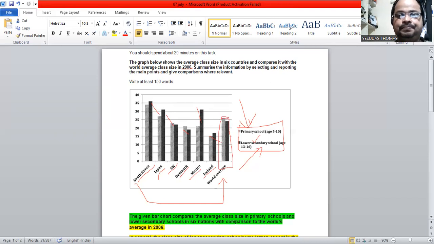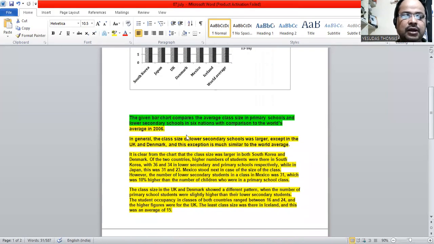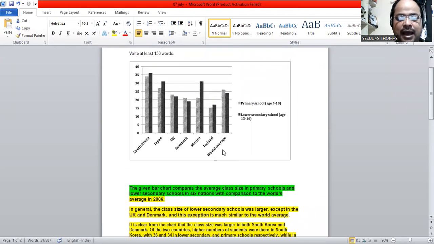So we have an answer here. Let's look at the answer. The given bar chart compares the average class size in primary schools and lower secondary schools in 6 nations with comparisons to the world's average. Okay, fine, good.